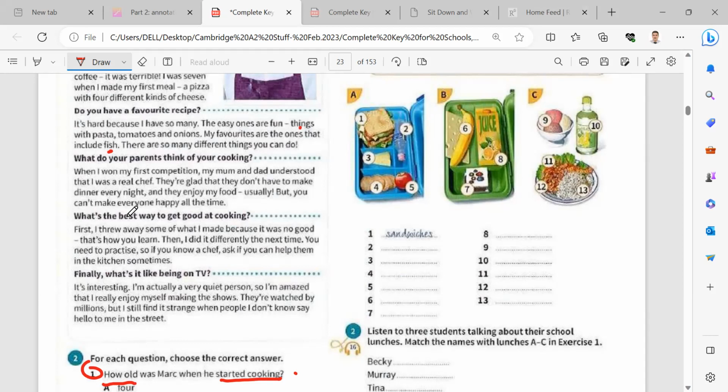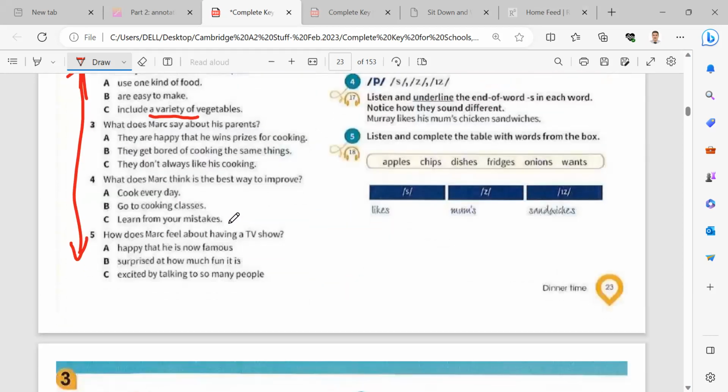I think the answer is B. They get bored of cooking the same things? No, they get A, not B. Sorry. Nawaf, are you using HP? You are using a laptop? Yes. Okay, so I'll admit you. Okay, so here, B is not the correct answer. Yes, think again, please.